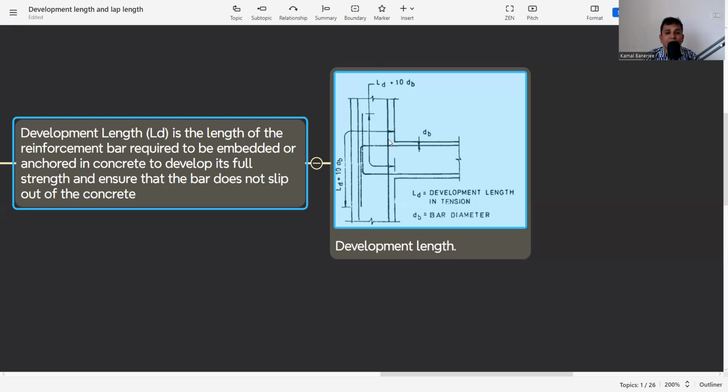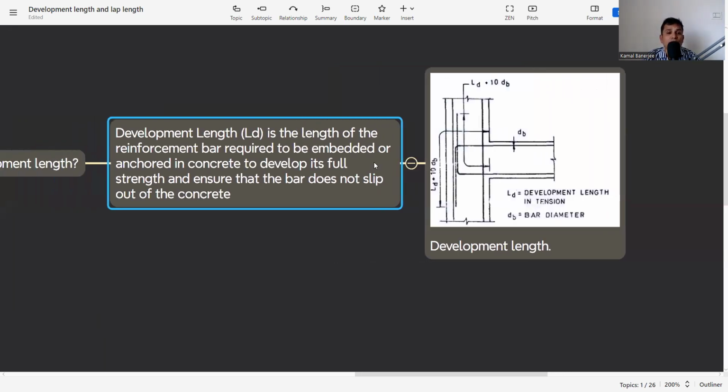So from the point where it is entering into the column, what is the minimum requirement, we will understand how to calculate that later. So what will be the length of this, we will calculate, but the length required to be embedded or anchored in this structure is the development length. So again, it is the reinforcement bar required to be embedded or anchored in concrete to develop its full strength to ensure that the bar does not slip out of the concrete.